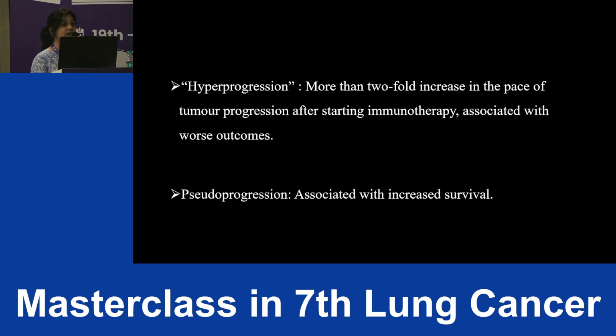Now there is something called hyperprogression. Hyperprogression is when there is more than a twofold increase in the pace of tumor progression after starting immunotherapy, and this is associated with worse outcomes, whereas pseudoprogression is associated with increased survival.